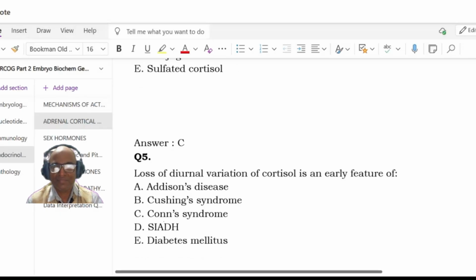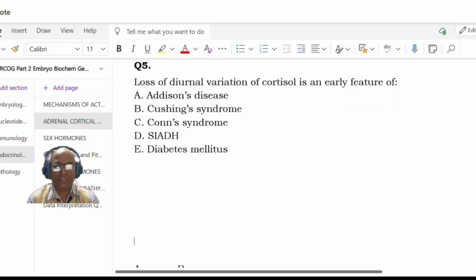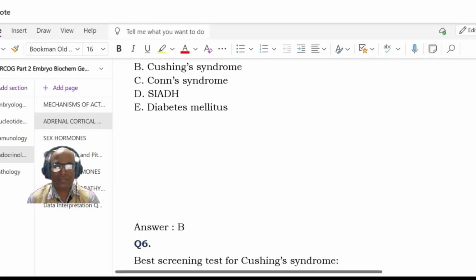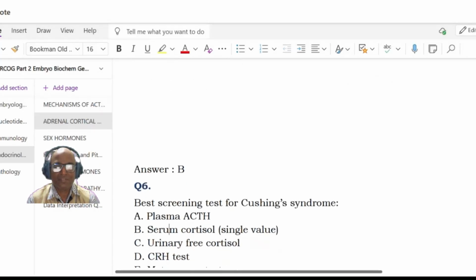Question five, loss of diurnal variation in cortisol is an early feature of: A. Addison disease, B. Cushing syndrome, C. Conn's syndrome, D. SIADH, and E. Diabetes mellitus. Sir, is it Cushing or Addison? It will be Cushing's. In Addison's there will be hypofunction, so cortisol will be low.